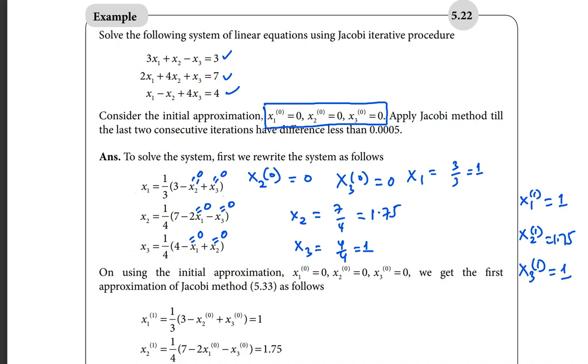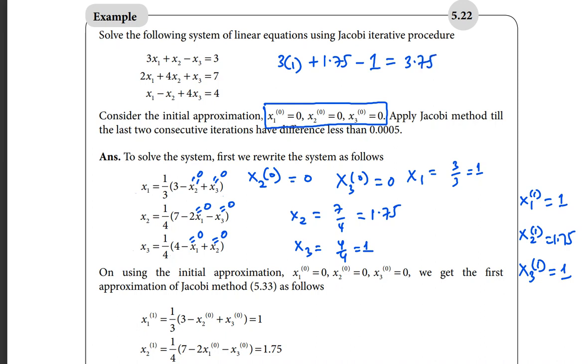So what we're going to do is that we are trying to say that our x1 is 1, x2 is 1.75, and x3 is 1. Which means that if you put these values into this system of equations that we have here, we should be able to get the values on the right hand side. So let's do it for the first equation. You're going to have 3 multiplying 1, plus x2, which is 1.75, minus x3, which is 1. So let's see if you are going to get 3. So you have 3 multiplying 1 plus 1.75 minus 1. This gives me a value of 3.75.